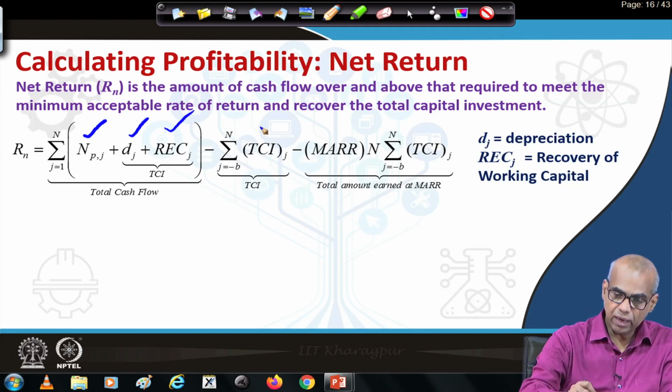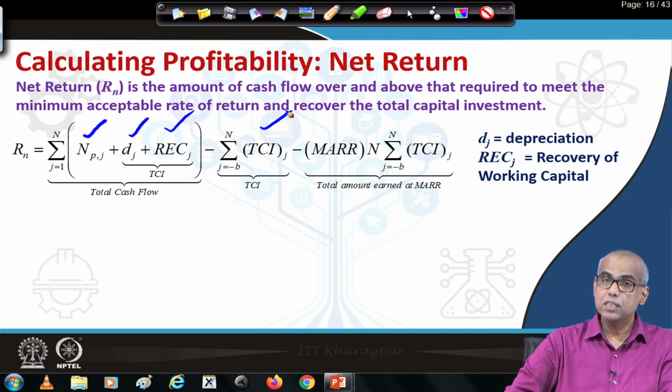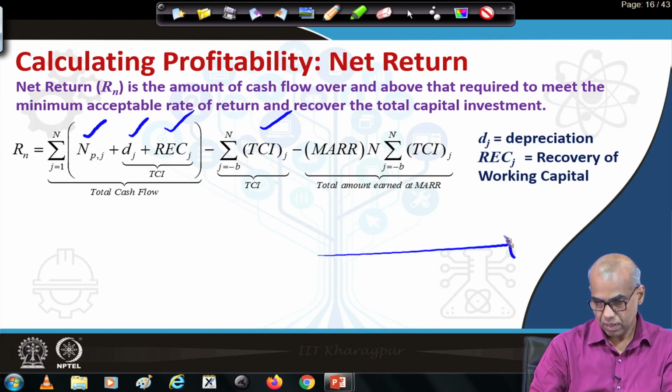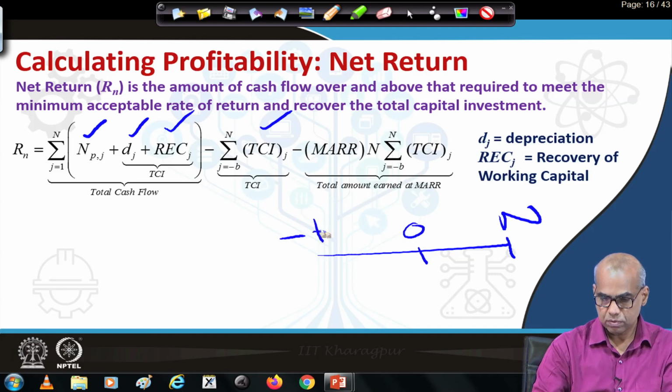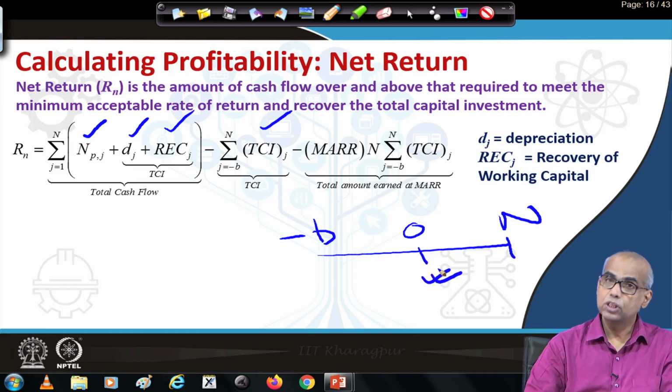TCI j represents the total capital investment in the year j, and the year j here runs from minus b to n. N is the project life, and minus b corresponds to the first investment made to the project, and 0 corresponds to the startup operation.